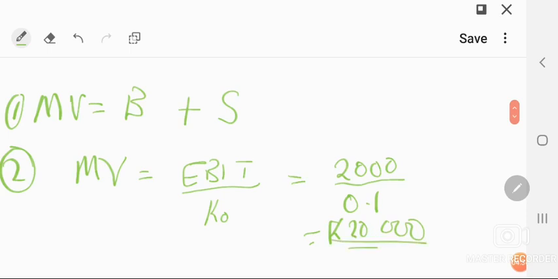Even if you are asked what the equity part would be, you just go back to Formula 1, follow the arrow, and substitute for S. So these are some formulas you need to get acquainted with.